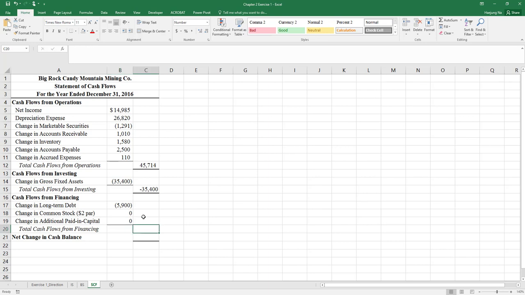All right. So total cash flows from financing, again, you're summing them all. And there you go. You have the total cash flows from financing. So in the end, the last step will be to get the net amount, which is total cash flows from operations and from investing and also from financing, their sum. And there you go. The net change in cash balance for year 2016 would be 4,414.